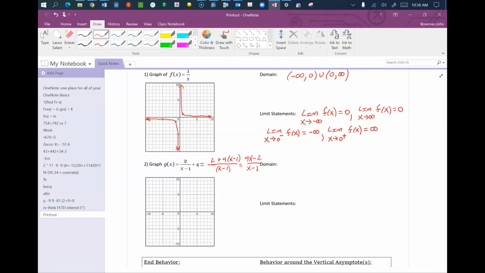The domain, again, is all real numbers except for those values that make the denominator equal to 0. So you can see by inspection that x equals 1 would make the denominator equal to 0. So our domain is from negative infinity to positive 1, skip positive 1, 1 to positive infinity. Now, we need to graph this thing to figure out these limit statements.